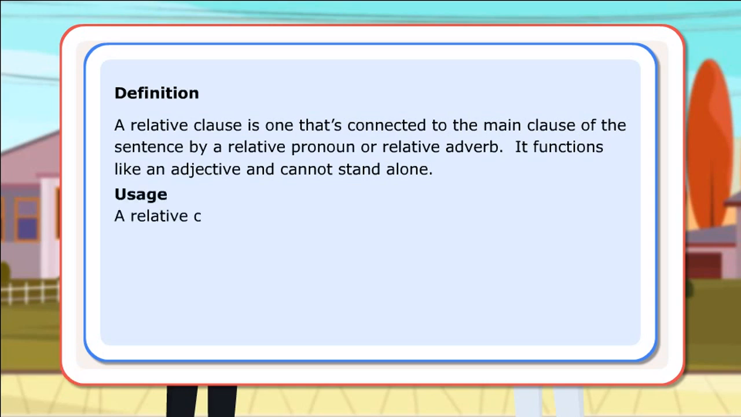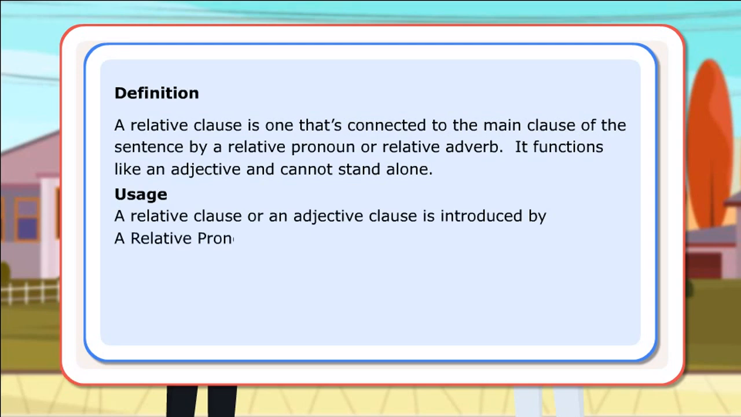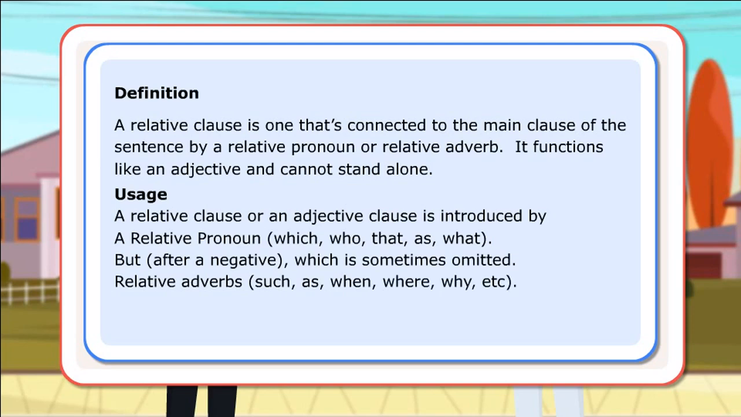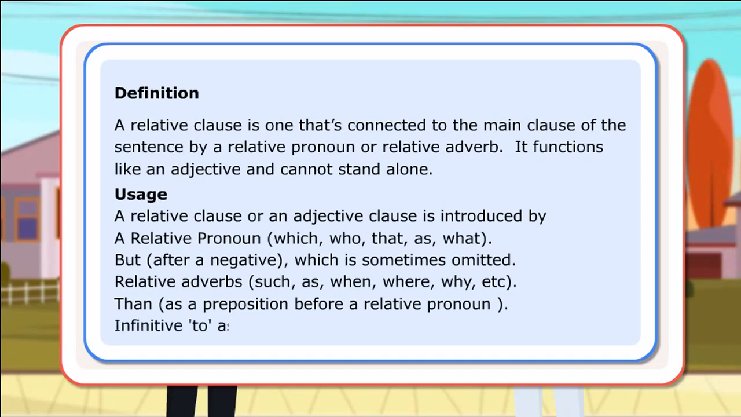Usage. A relative clause or an adjective clause is introduced by a relative pronoun: which, who, that, as, what. But after a negative, which is sometimes omitted. Relative adverbs such as when, where, why, etc. Than as a preposition before a relative pronoun. Infinitive to as an equivalent.